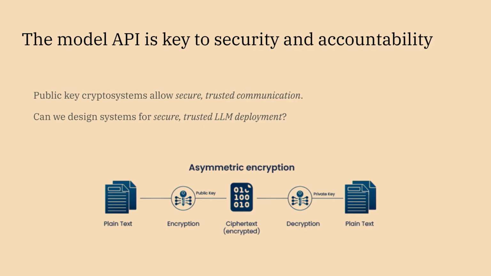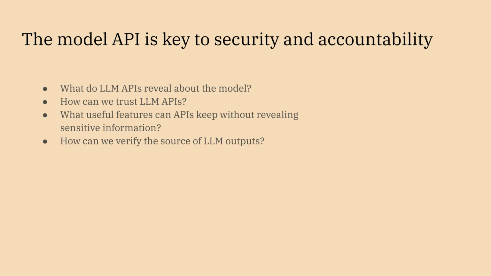This is a very important subject these days, given that the model API has become the gateway where you need to think about security and accountability regarding the models and their providers. The public key crypto system allows secure and trusted communication between different users and data sources. We need to think about whether, with all these API-gated model accesses, we can design systems for secure, trusted language model deployment. I want to answer a few questions with some high-level results.